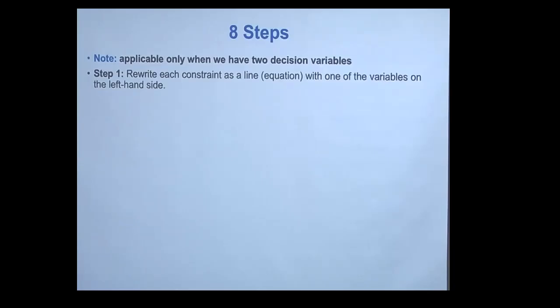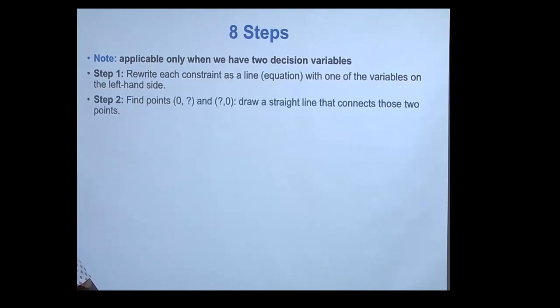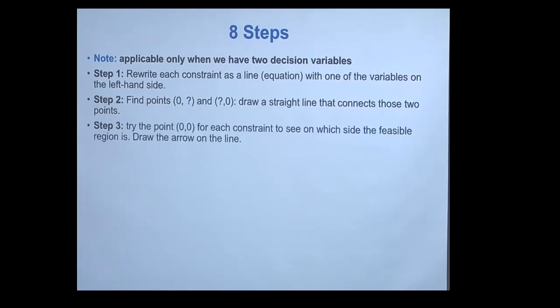So basically, you consider one variable as y, the other one as x, and you just have a simple line. Step 2, find the points 0 and y, and x and 0. And then connect those two to have a straight line. That straight line is basically where that constraint is.